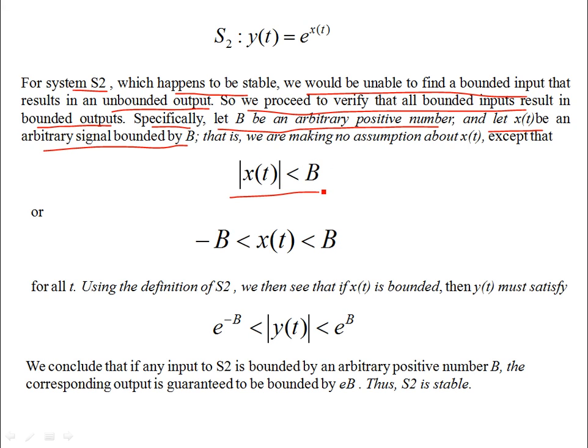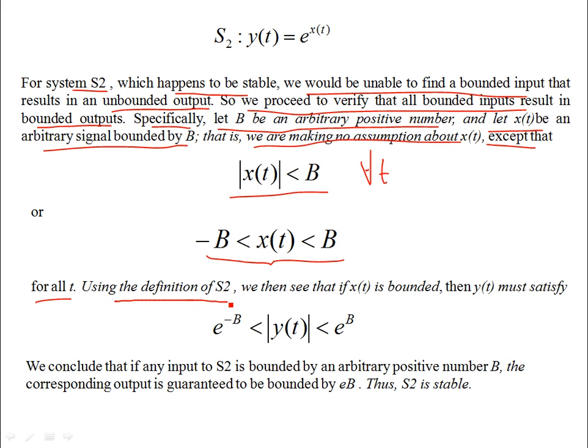The magnitude of x(t) is bounded for all t. This is the only assumption we are making. We are making no other assumption about x(t) except that the magnitude is bounded. This can also be written as x(t) is greater than minus B and less than B, for all t.